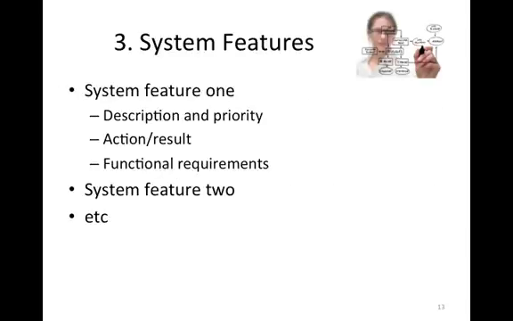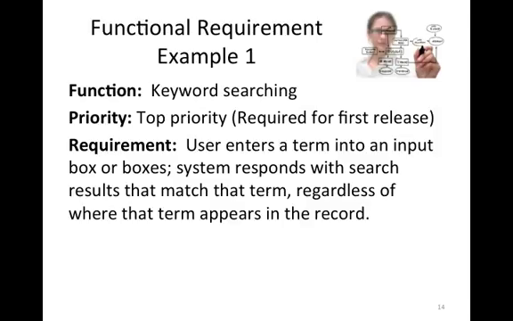Then you're going to define the system features. You are going to identify a system feature and describe it, give it a priority, action, results, and functions, and then system feature 2, etc. And these are very similar to your use cases. So if you've done a good job on your use cases, this will be pretty straightforward to fill in.